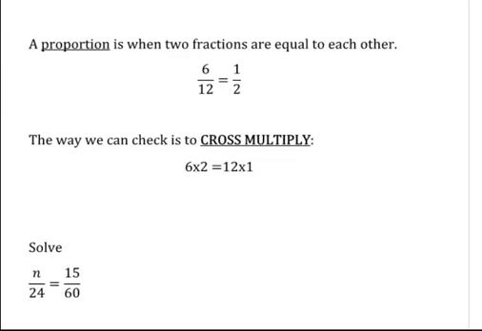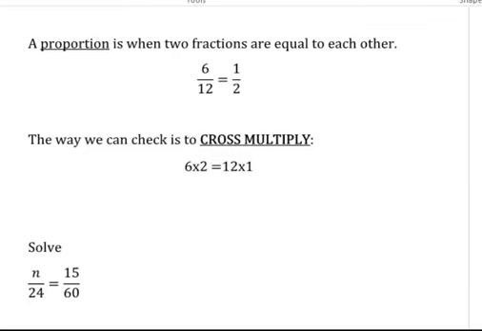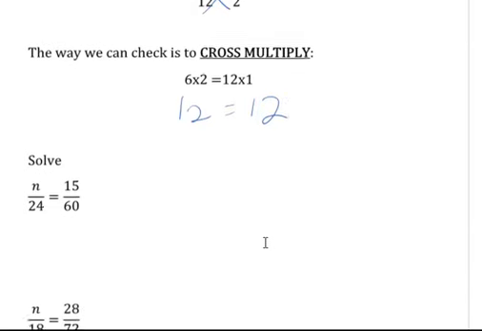Okay, so the next part we have here says a proportion is when 2 fractions are equal to each other. It says the way we can check is to cross multiply. So if we take 6 times 2, that gives me 12. If I take 12 times 1, that also gives me 12. And so that is a proportion. And so we're going to figure out how to solve proportions.